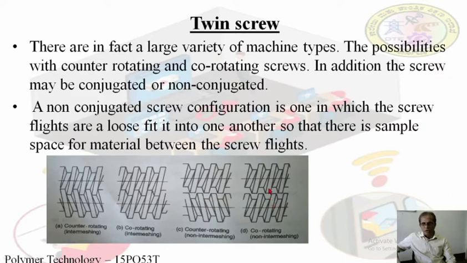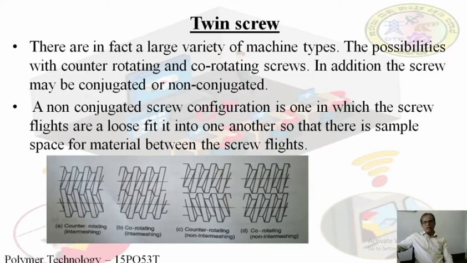Co-rotating non-intermeshing, that is shown. So in these two cases, it is the non-intermeshing type, and these two are the intermeshing type. Rotation-wise, clockwise, or in the opposite direction: counter rotating or co-rotating, is what we call.